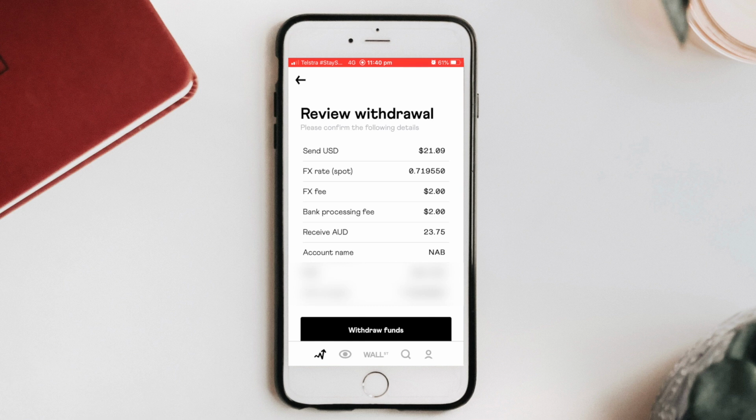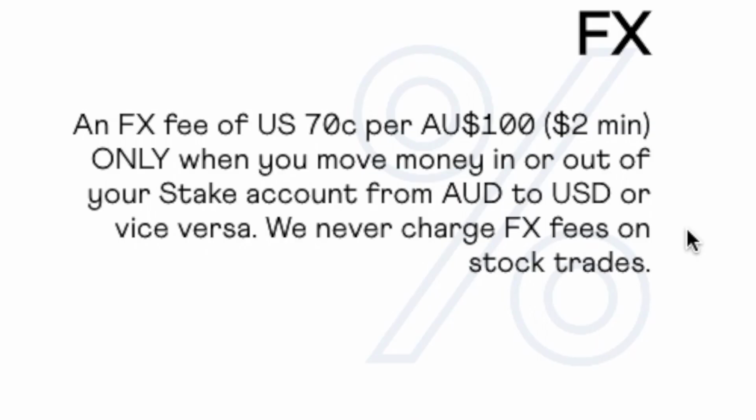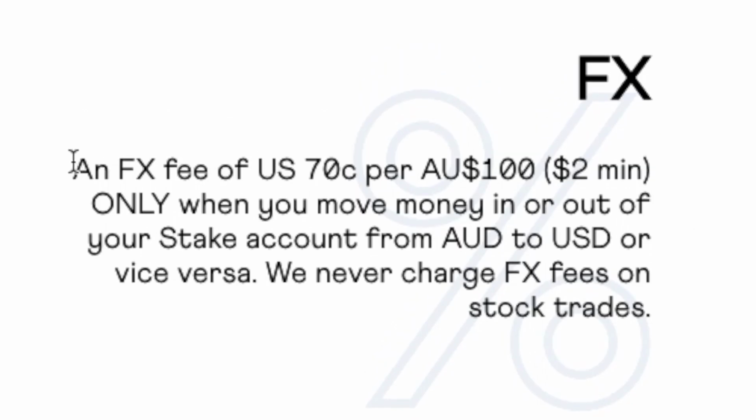So as you can see here, the foreign exchange rate at the point of transferring these funds was 0.71955. There was a $2 foreign exchange fee and a $2 bank processing fee. Now, for those of you who have seen my other Stake video, you will know that the Forex fee is actually 70 cents for every 100 Australian dollars that's transferred. However, they do impose a minimum of $2.